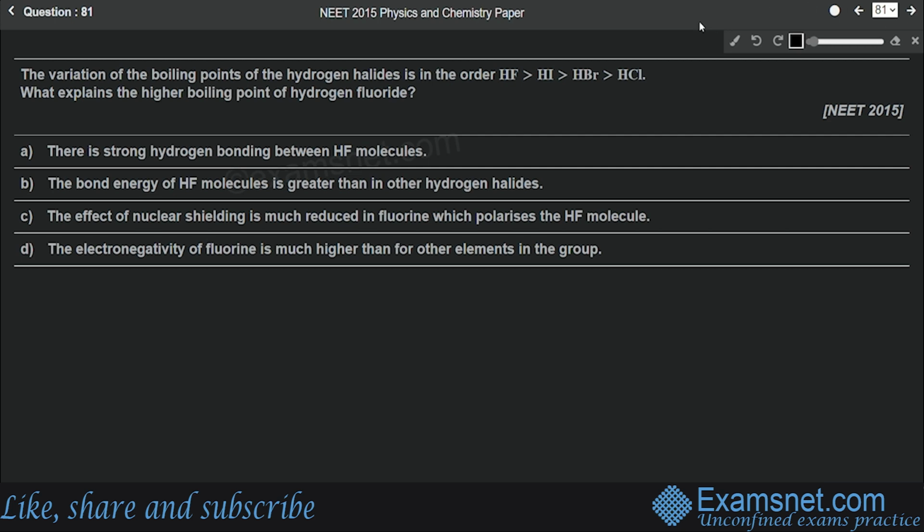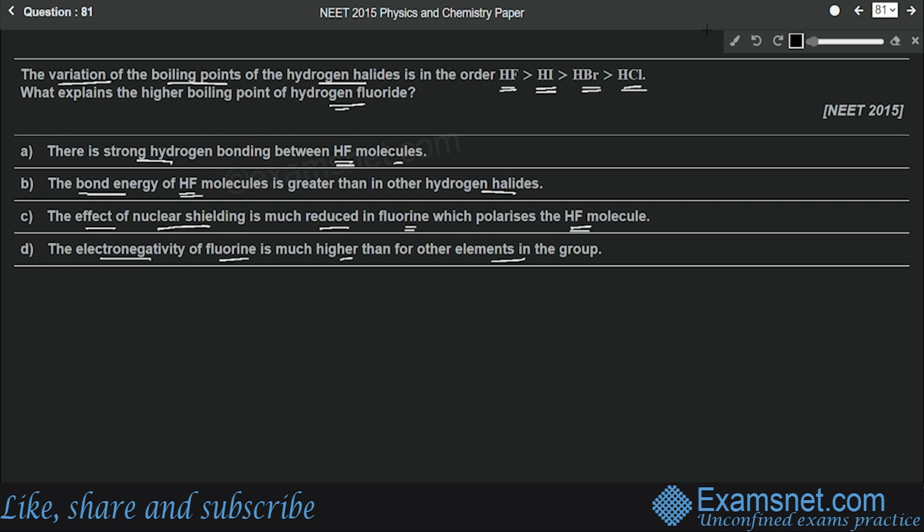Question number 81 is again from P block elements, and the question is the variation of the boiling points of the hydrogen halides is in the order maximum hydrogen fluoride, then in the decreasing order hydrogen iodide, then hydrogen bromide, and then hydrogen chloride. What explains the higher boiling point of hydrogen fluoride? Option A. There is strong hydrogen bonding between hydrogen fluoride molecules. Option B. The bond energy of hydrogen fluoride molecules is greater than in other hydrogen halides. Option C. The effect of nuclear shielding is much reduced in fluorine, which polarizes the hydrogen fluoride molecule. And the last option is the electronegativity of fluorine is much higher than for other elements in the group.